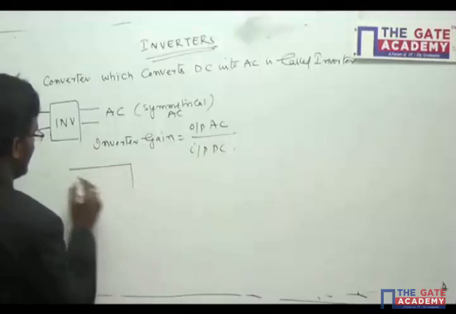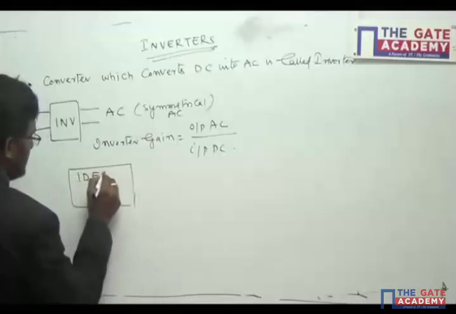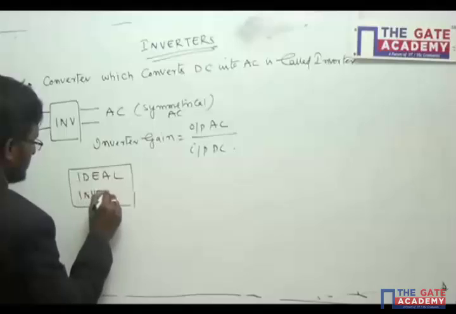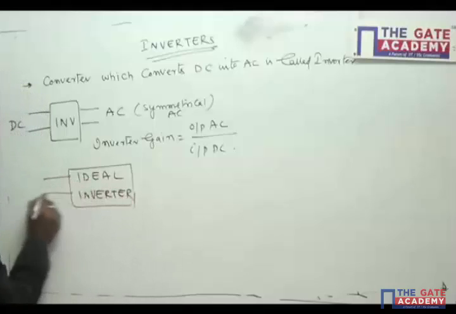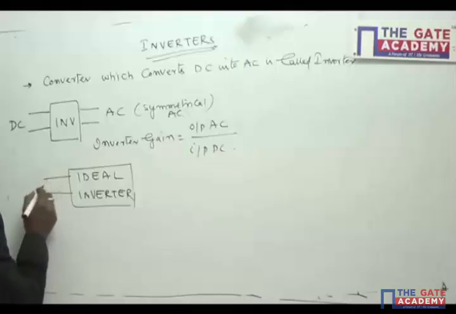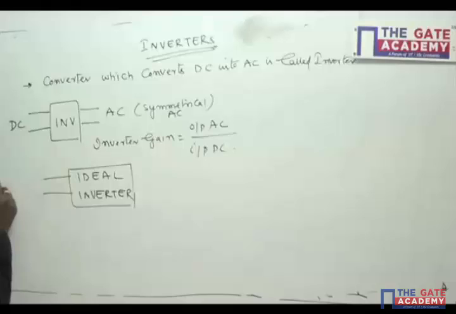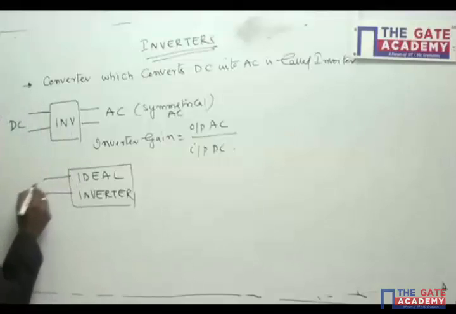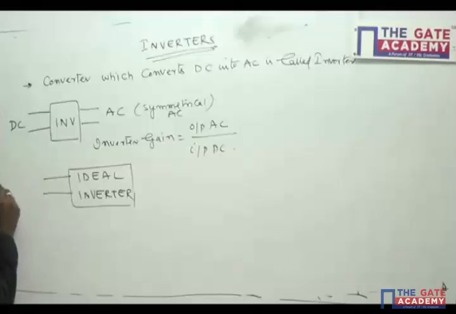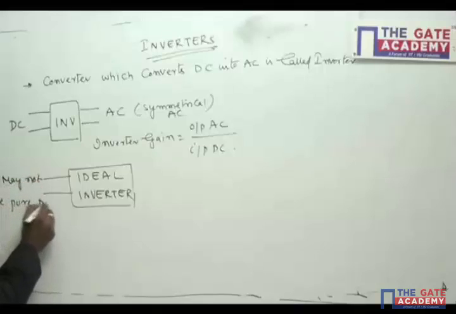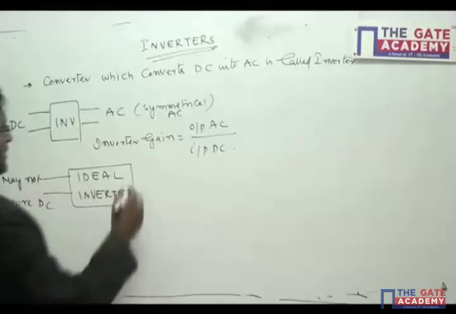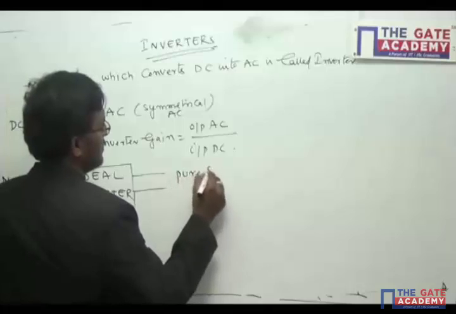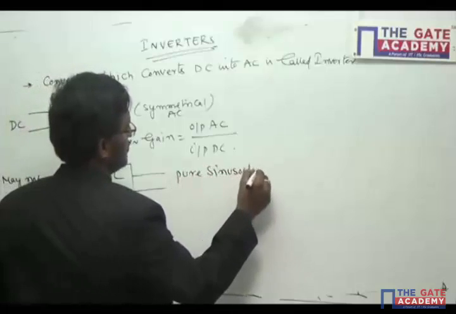Now if I consider an ideal inverter, so ideal inverter should be the pure, may not be pure DC input, but it should give a pure sinusoidal output. That is the ideal.